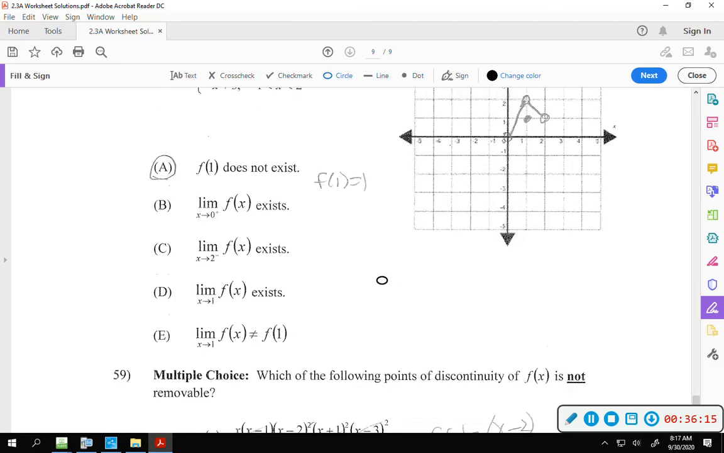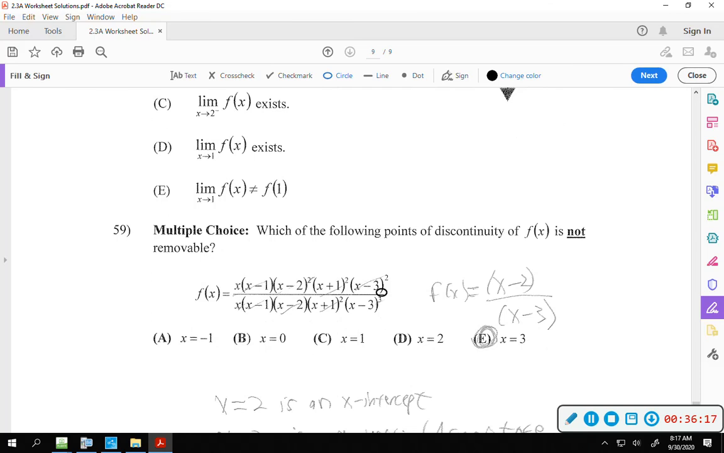59. Which of the following points of discontinuity is not removable? If I cancel all of these, I can cancel 2 of the x minus 3's with 2 down here. I still get an x minus 3. I can cancel all of the x plus 1 because they're squared. I can cancel 2 on top with 2 on the bottom. I can cancel all of these. I can cancel the x's. But I can only cancel 1 of the x minus 2, so I'm left with this.